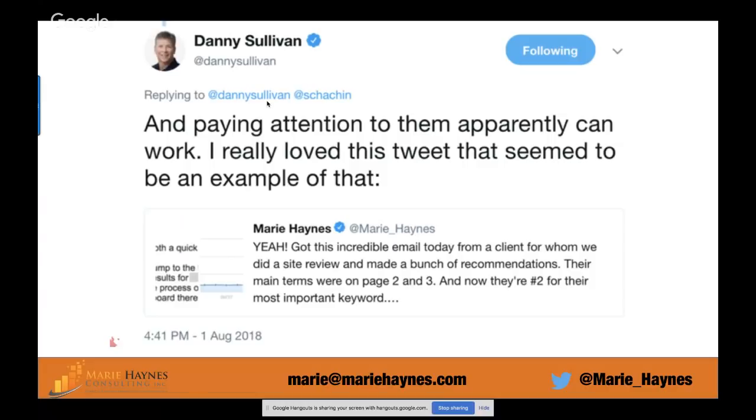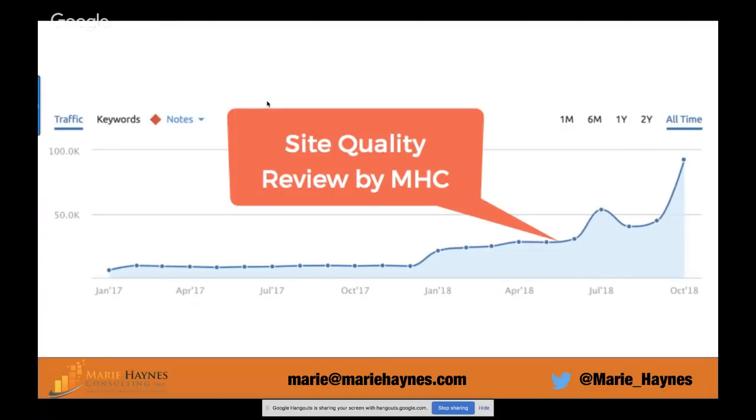And just a little bit of a brag here, he followed that tweet up with this tweet that retweeted me. We were sharing about a client of ours where we had implemented a number of things based on our review from the standpoint of the Quality Raters Guidelines. And this site saw a significant improvement. This is a traffic estimate from SEMrush.